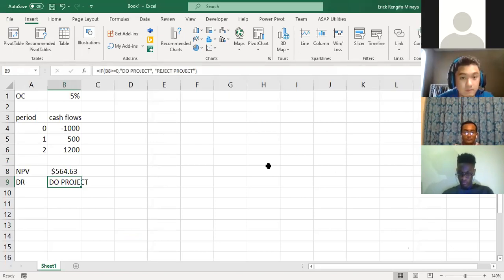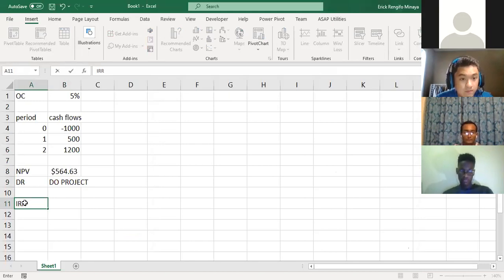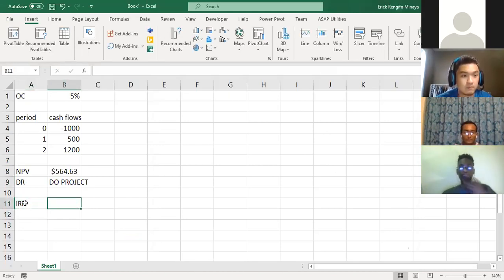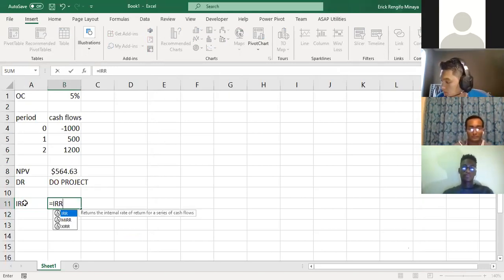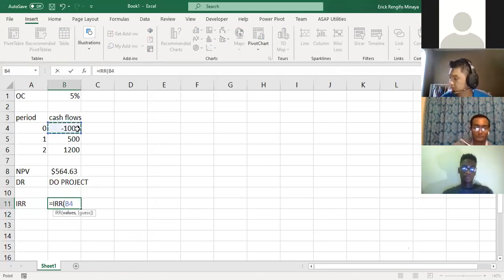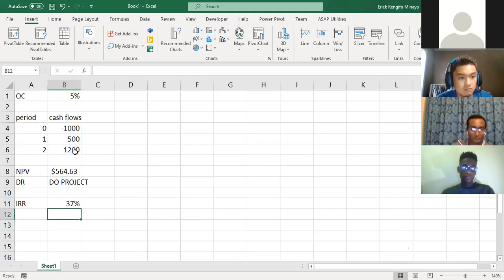Now, how do we compute the internal rate of return? So let's call this internal rate of return. Well, in Excel it's the same. It's equal internal rate of return, parentheses. In the internal rate of return, guys, you simply block everything, B4 to B6. Okay, in the internal rate of return, you block everything. And then you get 37%.